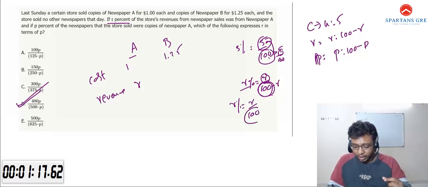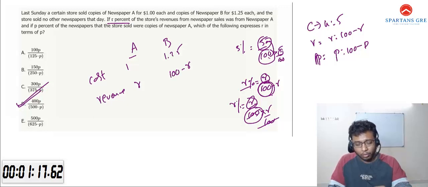So if I consider 100 as my whole sales, then R percent of this 100 will be R itself, right? This will be my revenue for newspaper A. Now newspaper B revenue will be how much? Total sales is 100 minus, if you remove A's revenue, you will get B's revenue. Now this is the revenue.